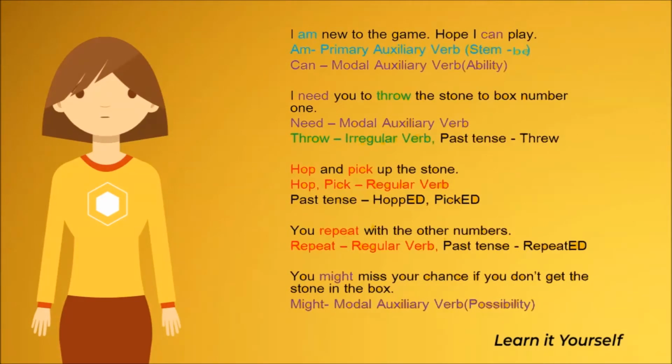So now we have almost covered the types of verbs, the verb patterns, and we have learned about the auxiliary verb as well.